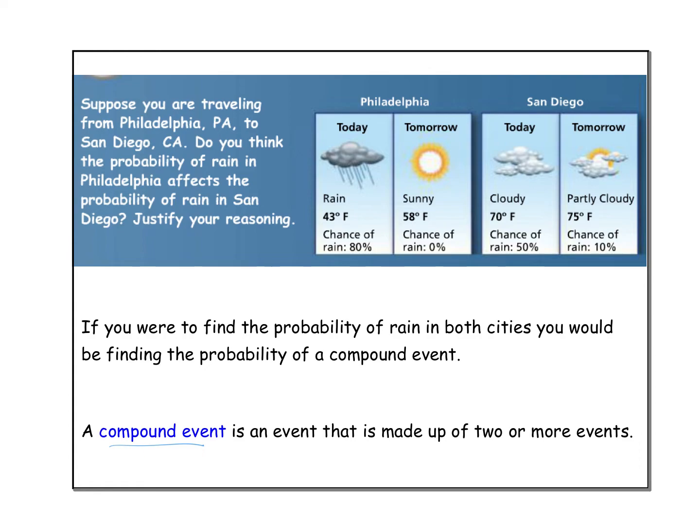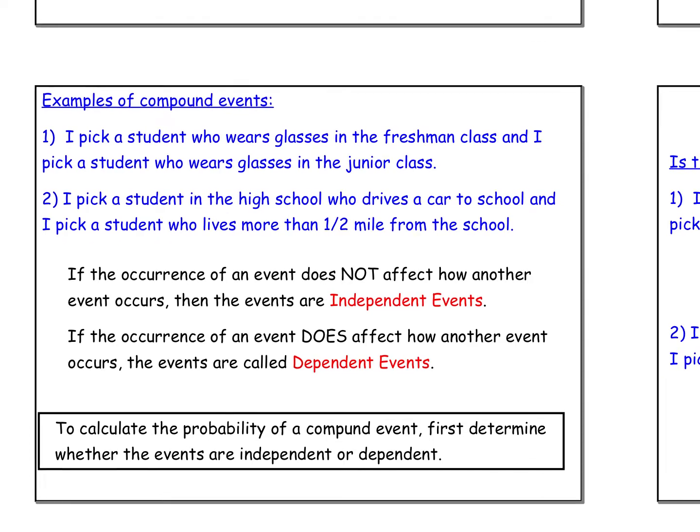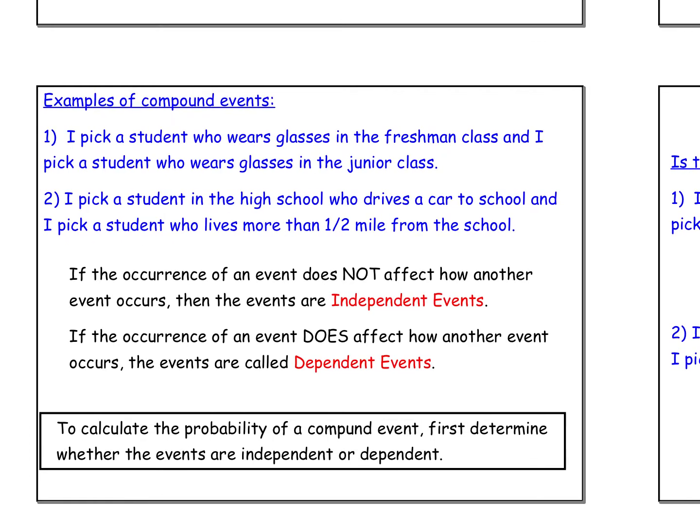So let's look down here. Examples of compound events. So these are just compound. It doesn't tell you if they're independent or dependent. I pick a student who wears glasses in the freshman class, and I pick a student who wears glasses in the junior class. Now we could probably guess, is that independent or dependent? Now, do you know what I mean when I'm saying independent or dependent? Dependent says that the one is being affected and will change based on the other one.